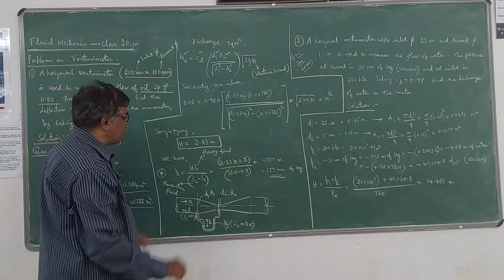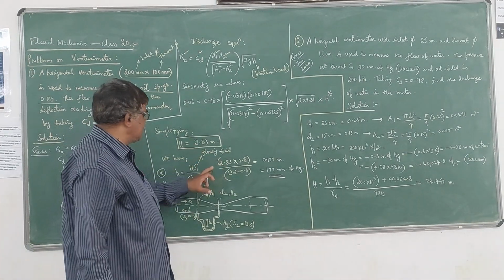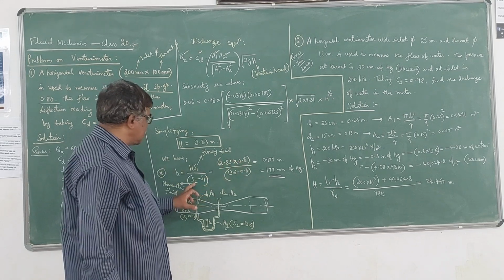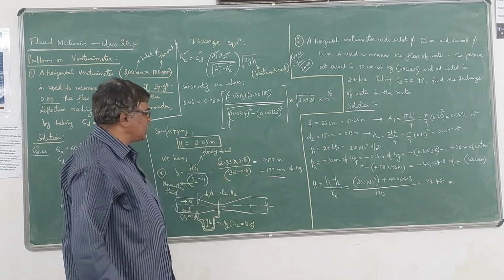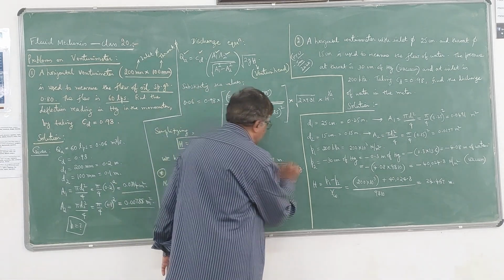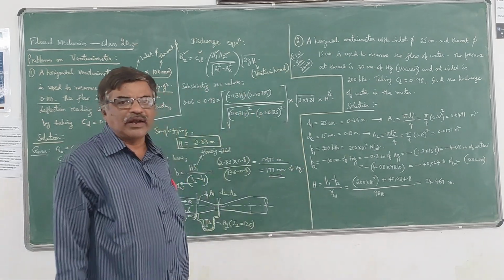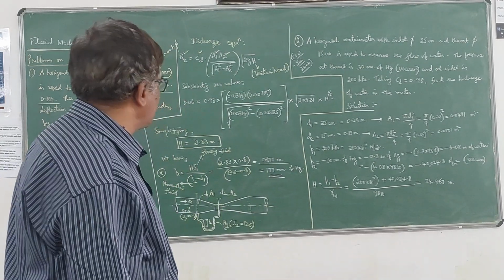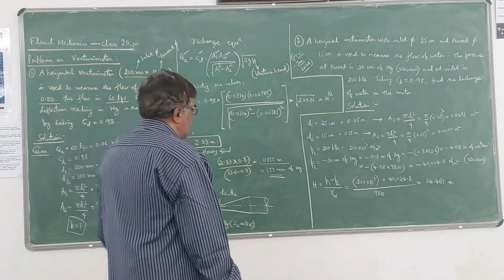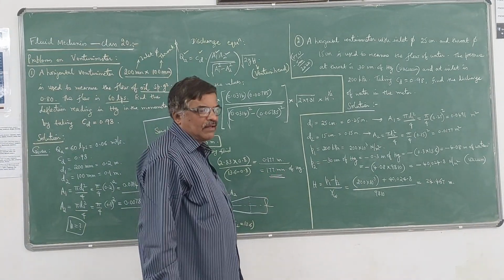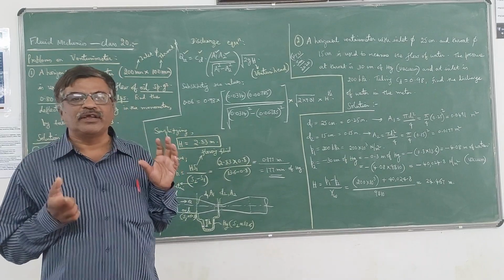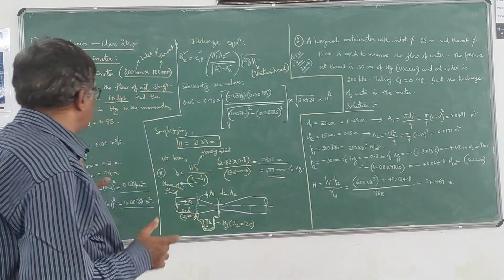Now if you substitute the values, H is 2.83 into 0.8, which is S1, divided by 13.6 minus 0.8. If you simplify this, you will get the value in meters, which you can convert into millimeters. So you will get 0.177 meter or 177 millimeters of mercury. That is the deflection of the mercury in the manometer for this discharge.